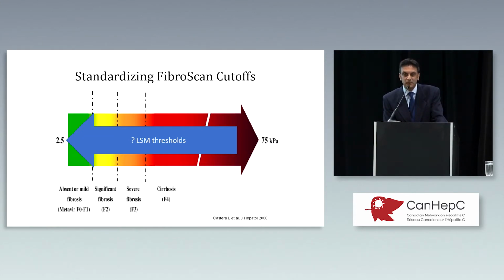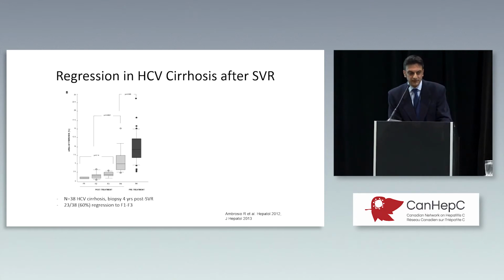And that's really important. So do not fool yourself into thinking that someone with a 12.5 who was cirrhotic and now has a FibroScan value of 8 or 9 is no longer cirrhotic. We do not know what the thresholds are going back because, again, we don't do biopsies post-SVR. So this is a question which may never be answered.